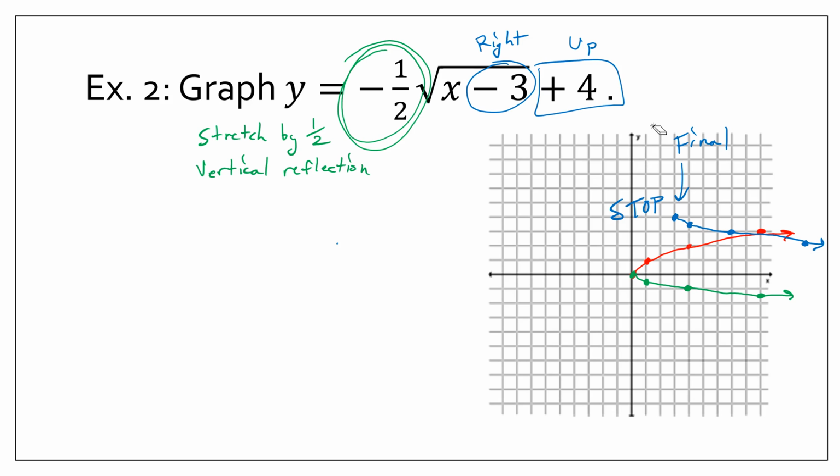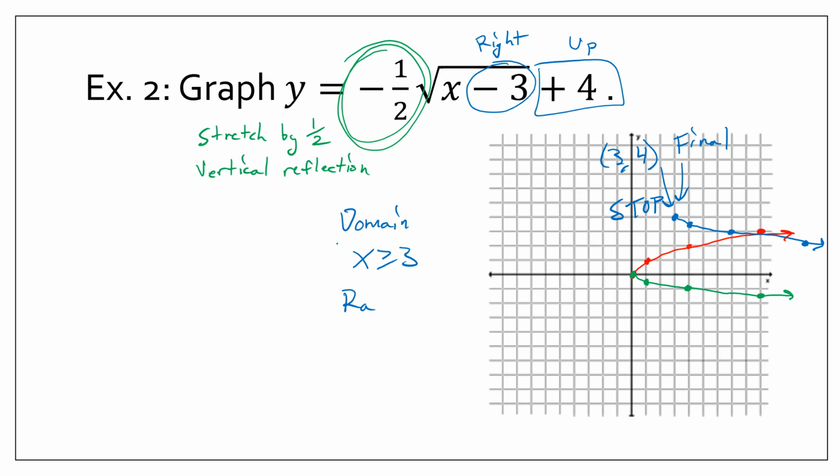Therefore, what is my domain? The lowest x that I can possibly have, we can see this from the graph, the lowest x is 3, and then it goes up from there. So look at this point. This is the point 3, 4. The lowest x can be is 3, and then it goes right from there. So x greater than or equal to 3.